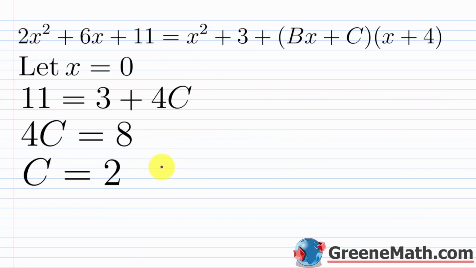So now we'll just let x be equal to 0 so we can solve for C. So that's going to get rid of this and this and this and this and this. So you're going to have 11 is equal to, over here, 3, and then plus your 4C. Subtract 3 away from each side of the equation. You're going to get 4C equals 8. Divide both sides by 4, and you're going to get C is equal to 2.